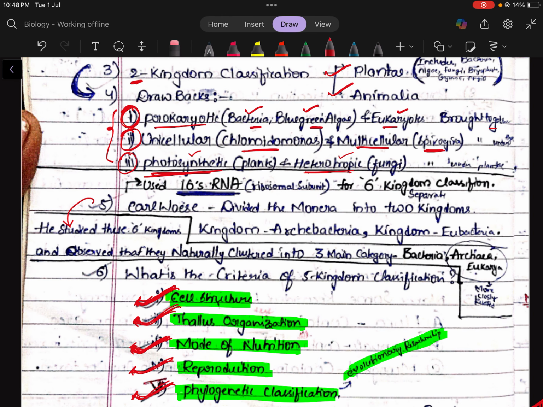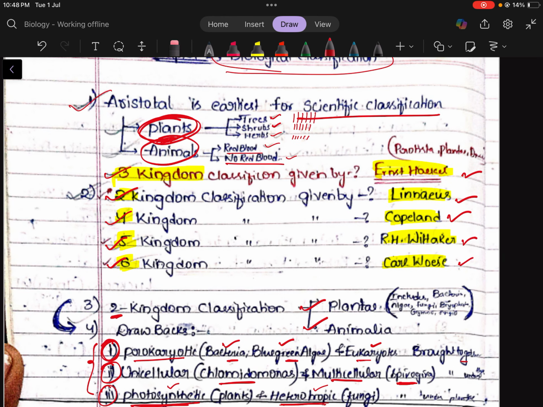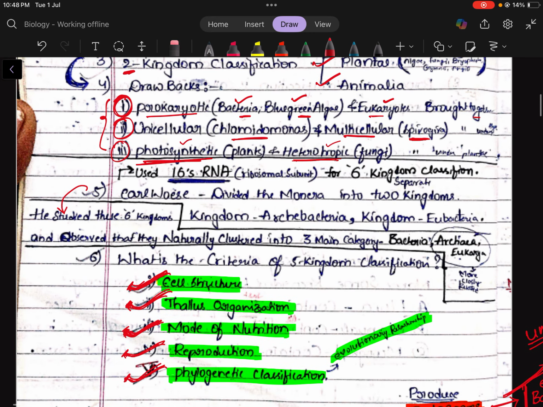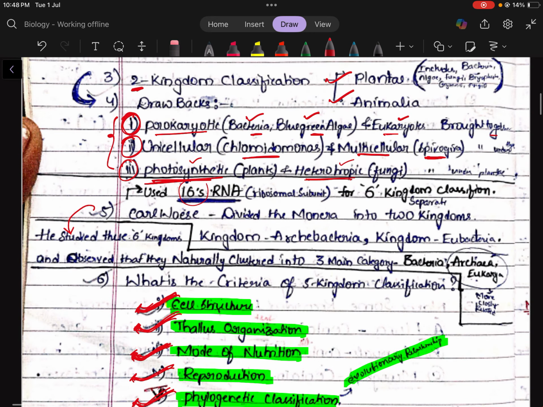And Carl Woese, who gave six kingdom classification, actually uses 16S ribosomal RNA for six kingdom classification. Carl Woese divided the Monera into two kingdoms, Archaebacteria and Eubacteria. That means in Whittaker classification, he divided the Monera into two groups. So it becomes six kingdoms.